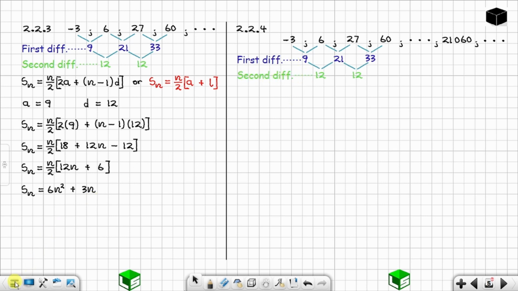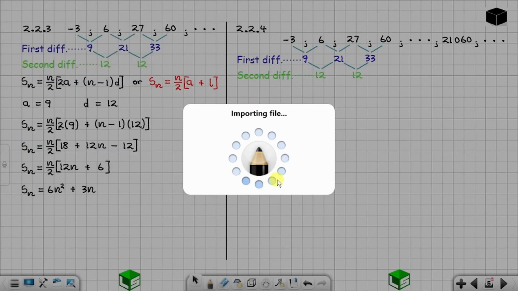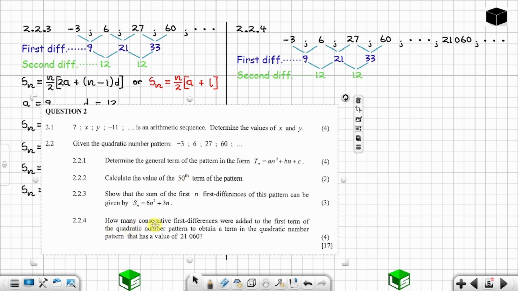Now, you need to understand the English. If you read the question here, what is the question saying? How many consecutive first differences? These are our first differences. How many do you need to add to this first term for you to get this? That's what the question is asking you. And it is simple. Let me do the question.